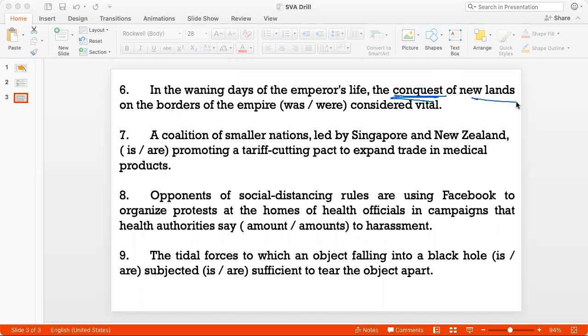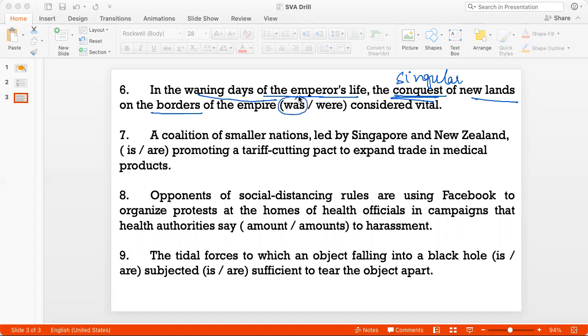There are new lands in the sentence. There are borders of the empire in the sentence. We are also talking about the last few days of the emperor's life. But ultimately, my verb will go with the noun that it is meant to represent. What was it that was considered vital? The conquest. And since this is singular, my answer would be was.